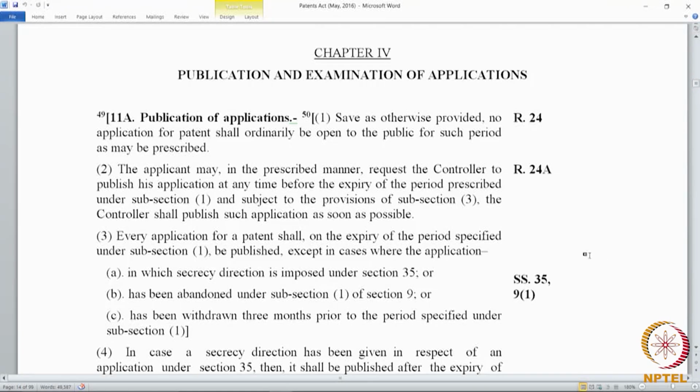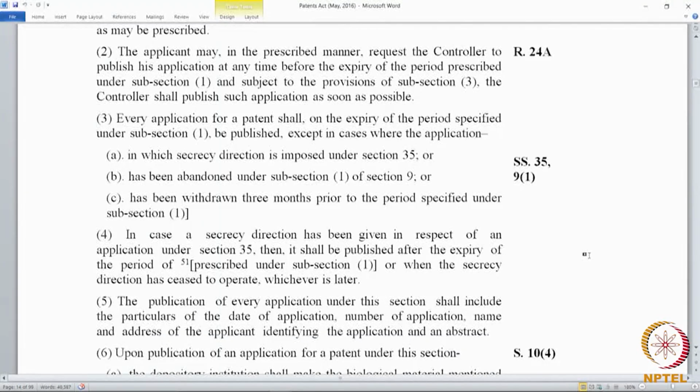Now, there are some exceptions. The exceptions are covered in sub-section 3. Every application for a patent on expiry of the period specified in sub-section 1, that is 18 months, shall be published except in cases where the application falls under 1, 2 and 3. There are 3 instances where an application will not automatically be published at the expiry of the 18-month period. Now, the first instance is one in which a secrecy direction is imposed under section 35.